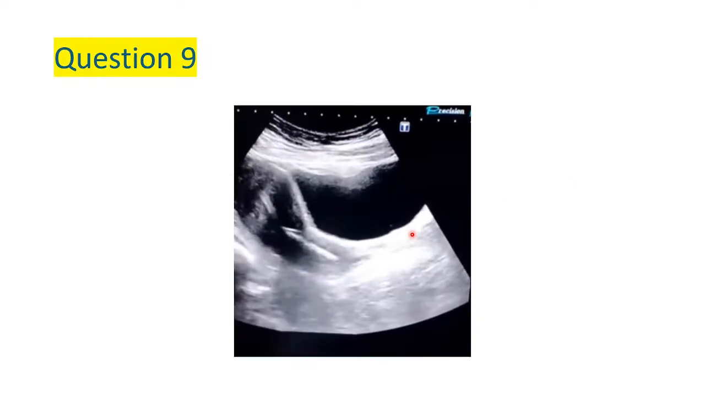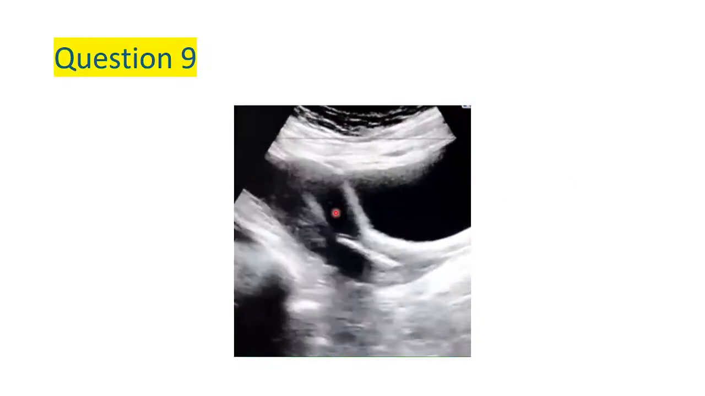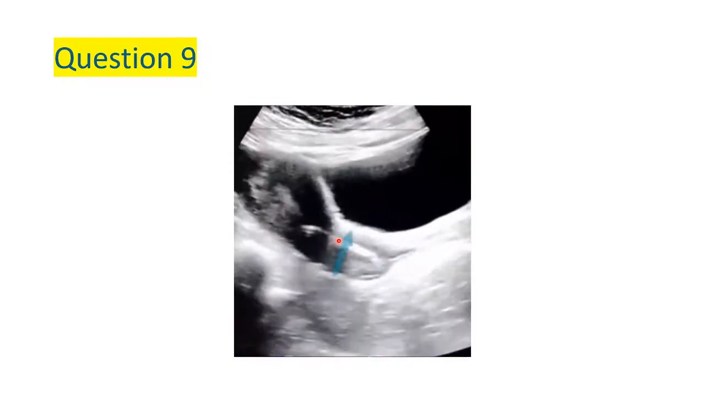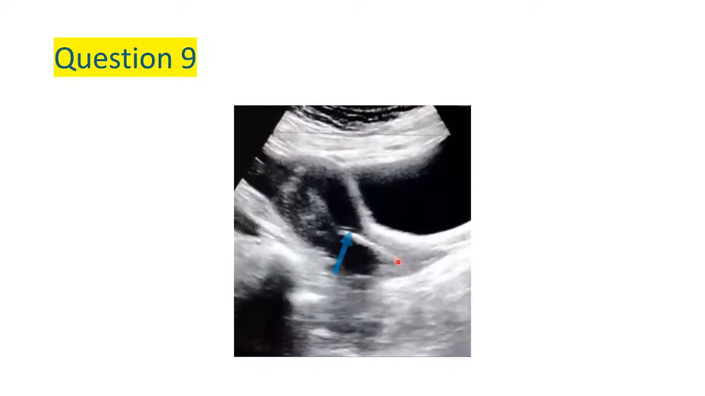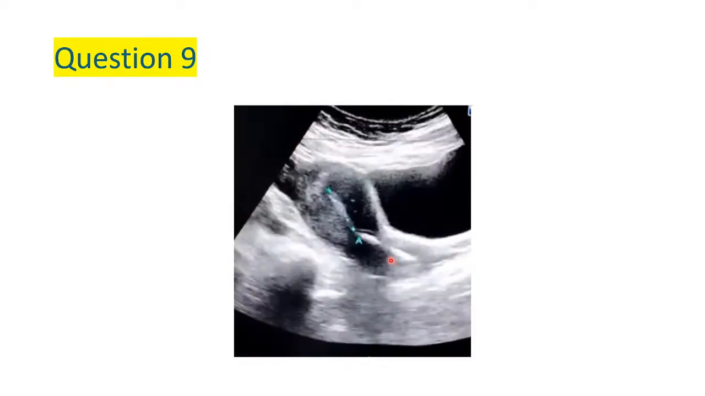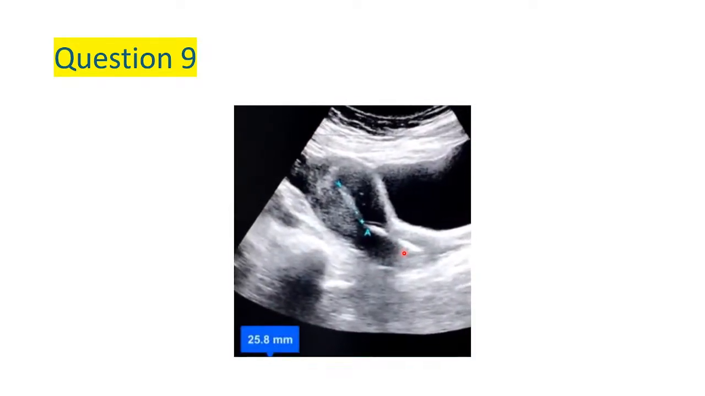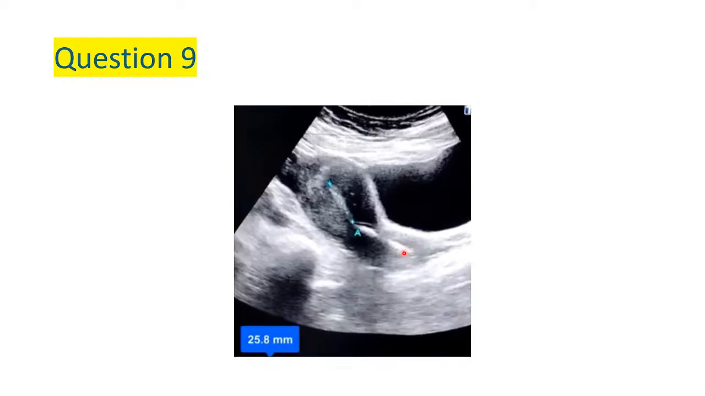Now we do have question number 9. So you can see the uterus there, and you can see there's an echogenic lesion there that is very much elongated. So you can see this is an IUCD. This is an intrauterine contraceptive device, and it may be a Mirena.